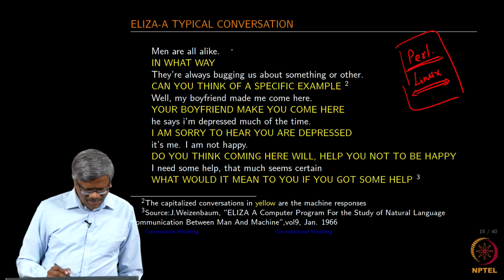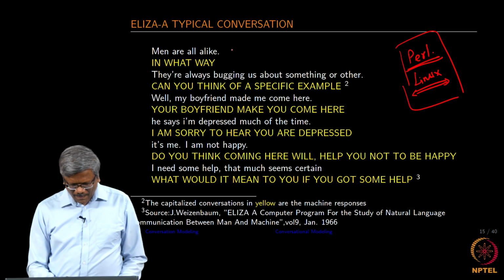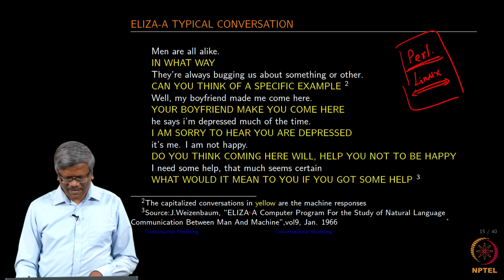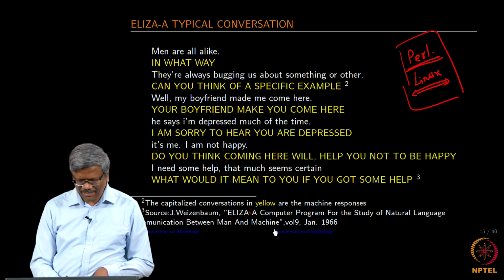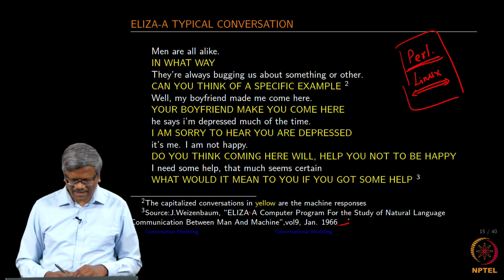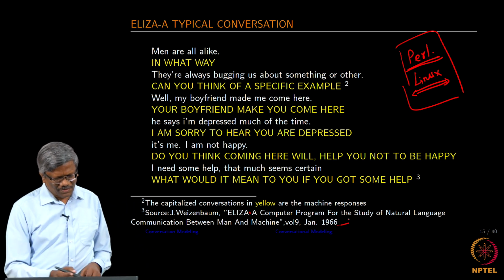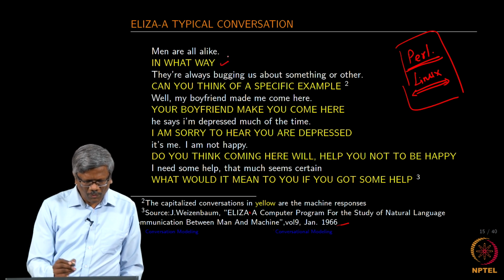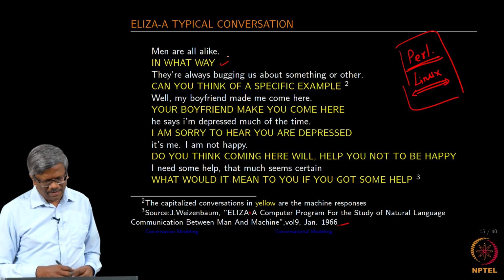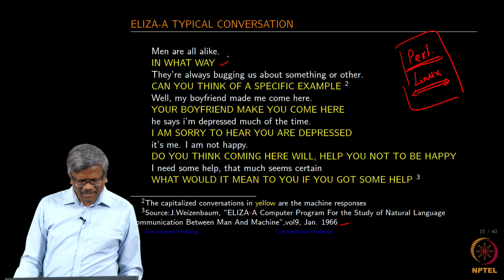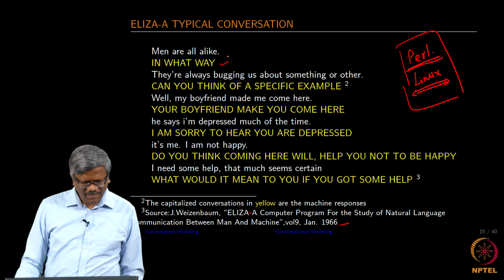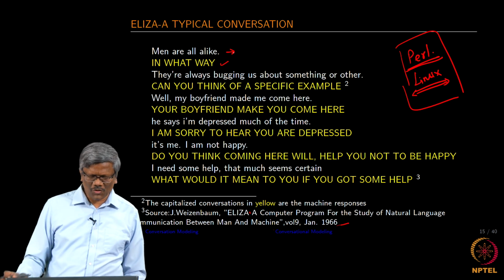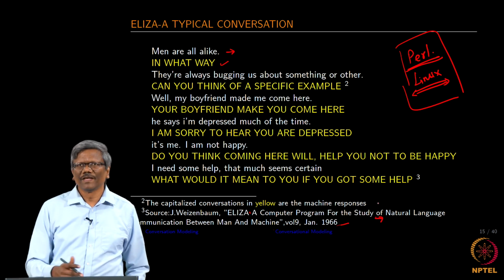This is from the paper "ELIZA, a computer program for the study of natural language communication between man and machine." It was published in January 1966 and the author is Weizenbaum. Here the capital text in yellow is from the machine, and the rest is input by a human. I have just copied some portions of what was available in this book and present it here.